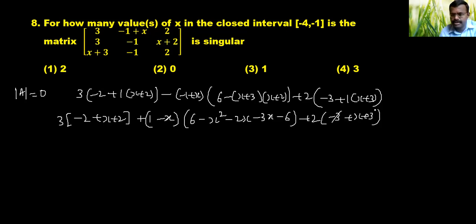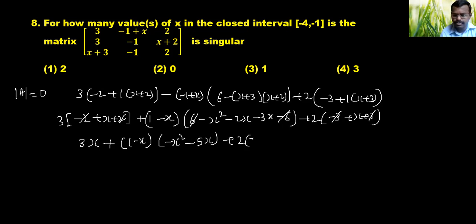Here minus 3 plus 3 is cancelled. 6 minus 6 is cancelled. So here minus 2 plus 2 is cancelled. 3 into 3 is 3x, plus 1 minus x into minus x square minus 5x plus 2 into x. Okay, so 3x plus 2x is 5x. Then if you multiply by 1 minus x, we get minus x square minus 5x plus x cube plus 5x square. So plus 5x minus 5x is cancelled.